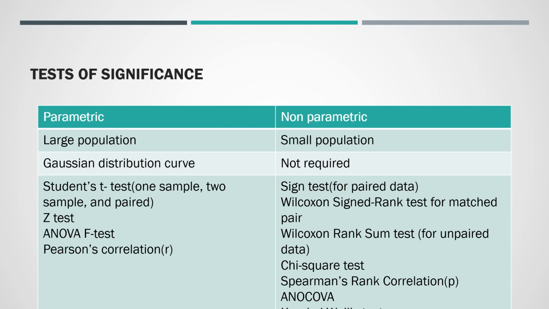You can also divide tests of significance into parametric and non-parametric. Parametric tests are applied to large populations who generally follow a Gaussian distribution. But if the population is not following a Gaussian distribution, or that distribution is sort of not required, or you are applying it for a small population, then you use non-parametric tests. Most of the tests that I have discussed are parametric tests. Non-parametric tests are Wilcoxon sign rank test, chi-square, Spearman's rank correlation tests.